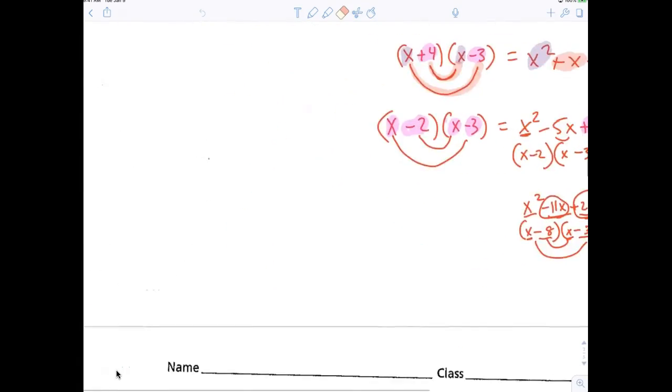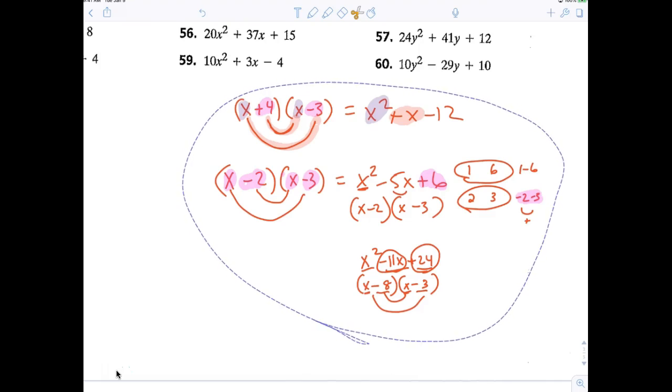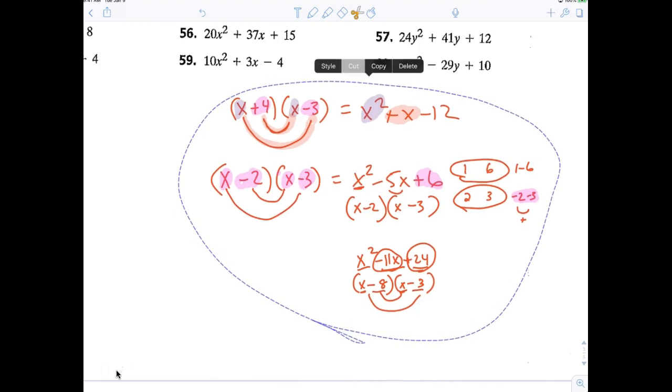Before we start these problems, I'm going to try to explain exactly what we're doing. We are actually working backwards. What we've been doing is multiplying, and now we're going to undo the multiplication. When you undo the multiplication, that's when you say factoring.